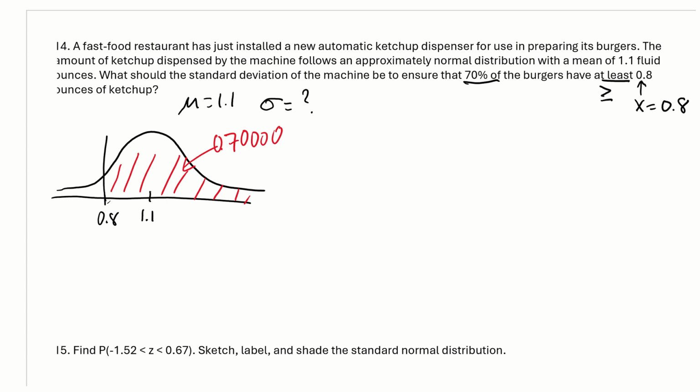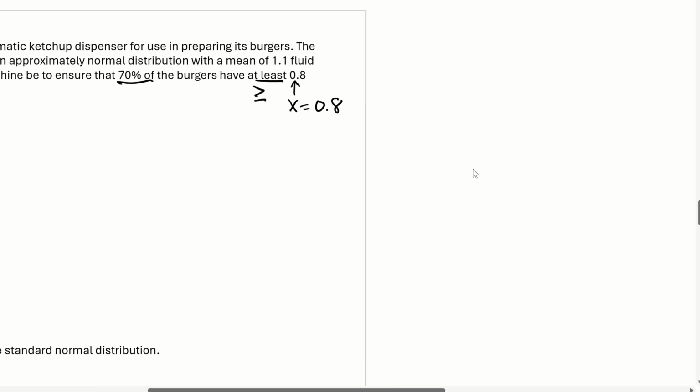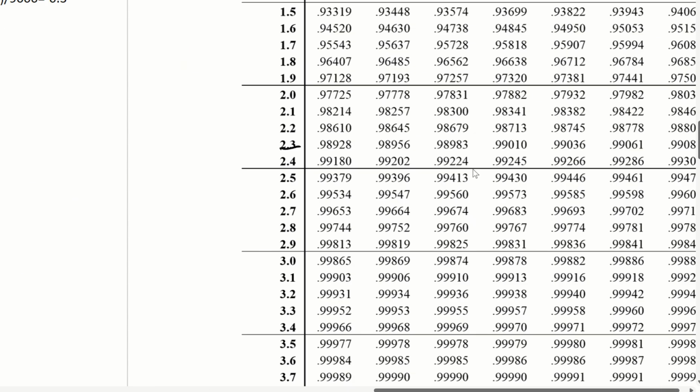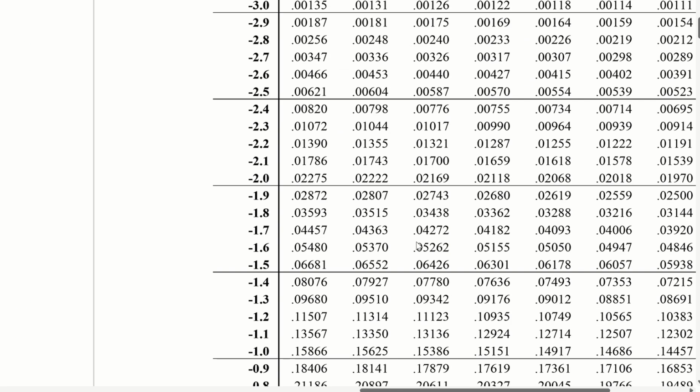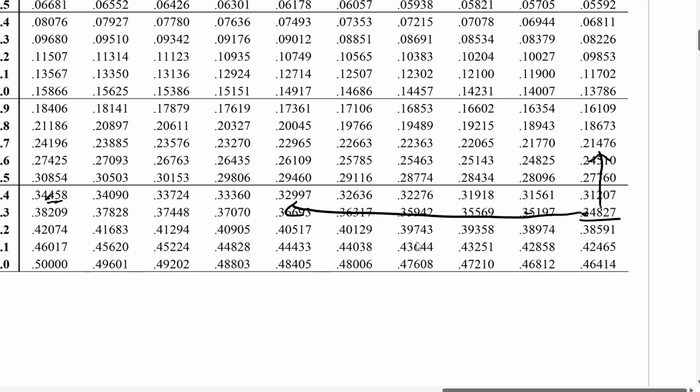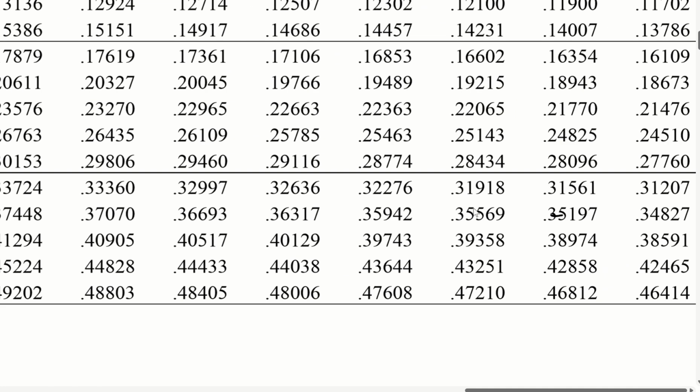Now the table gives us the area to the left, which means we need to look up 0.3000, right? 1 minus 30% on the left, 70% on the right. The table only gives us the area to the left, so we need to look up 30%. So let's look up 30%, and that will give us a z-score, because we don't know what z is. So let's look that up, 30%. All right, so 30%, those are big numbers. We need to go to the smaller numbers. So this one's 35%, so it's going to be closer to this area. Let's go to 30, though.